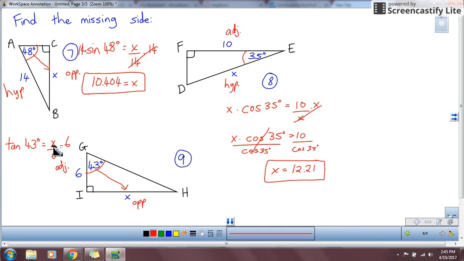So in this case, we just multiply both sides by 6. So if you plug in 6 multiplied by tan of 43 into a calculator, you should get 5.595 if I round to 3 decimal places. You could probably round that up to 5.6, but just for accuracy, I left it at 3.